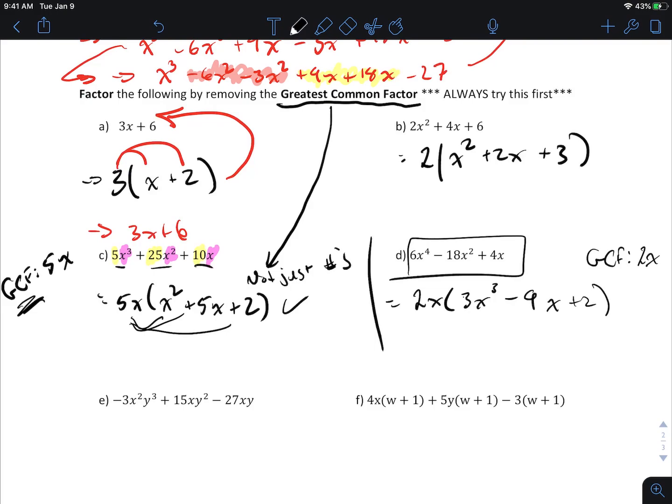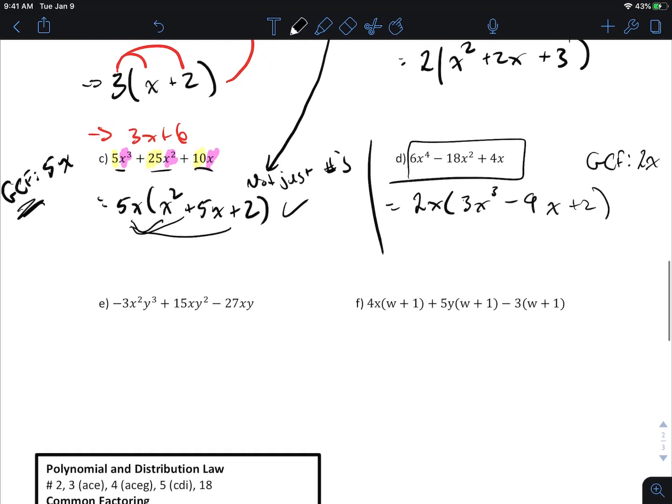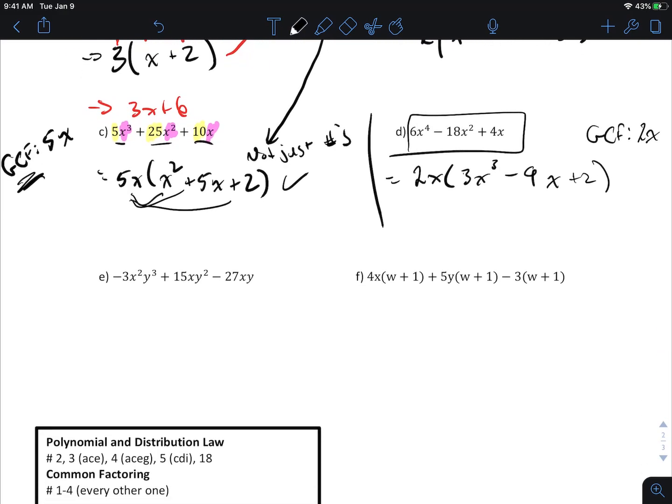Okay. Last one's a little trickier. Or E is trickier. What do we see in there? The first thing I always think is, I see numbers and I see variables, and I do two different things. When I write my GCF here, greatest common factor, let's look at the numbers. What's the number that I'm going to take out of all three of those?